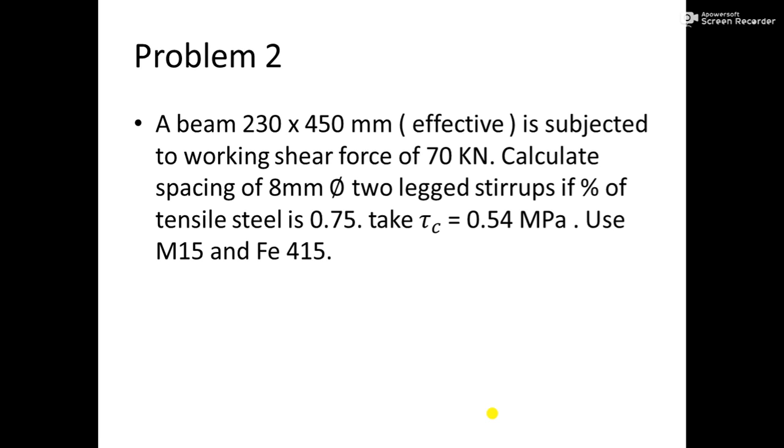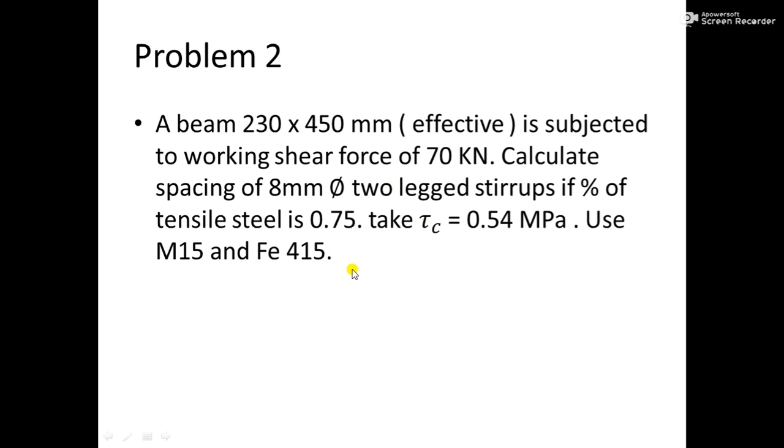So the second problem we'll see. Here, tau c is given directly. A beam 230 mm by 440 mm effective is subject to a working shear force. The working shear force is given. You have to convert it into factored shear force. Calculate the spacing of 8 mm diameter bar, 2-legged stirrups, if percent of tensile steel is 0.75.